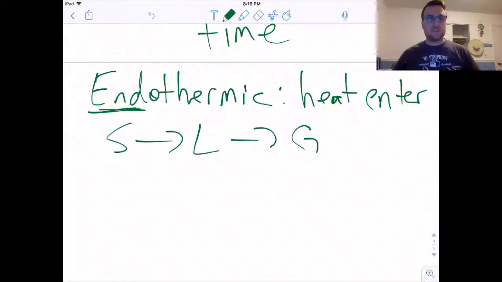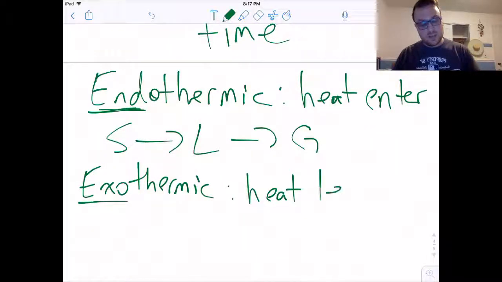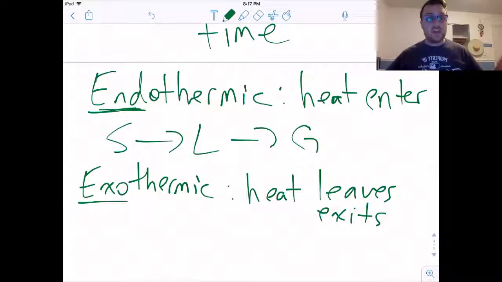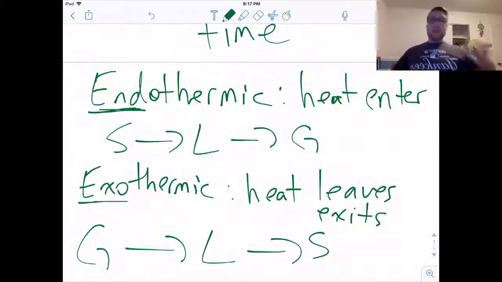Exothermic, exiting, heat is leaving, heat leaves, heat exits, is the exact opposite of endothermic. So you start as a gas or a liquid and you're going down the cooling curve here. So as heat is leaving and leaving and leaving, the substance is getting cooler and cooler and cooler. It will start condensing from gas to liquid. It'll start freezing from liquid to solid, or it'll go through deposition from gas to solid immediately if you cool it extremely fast.